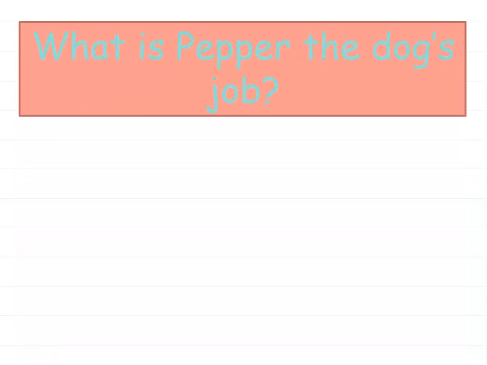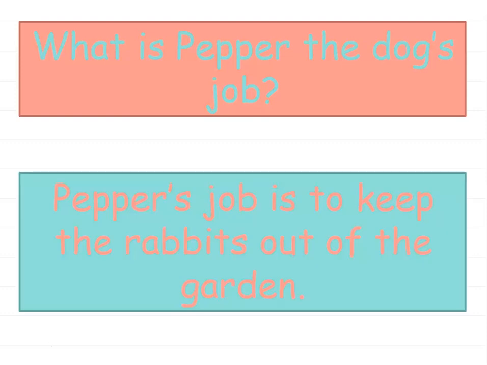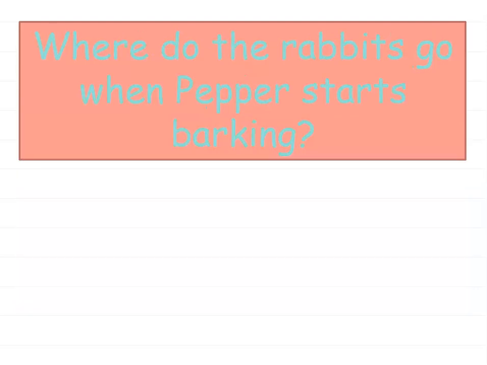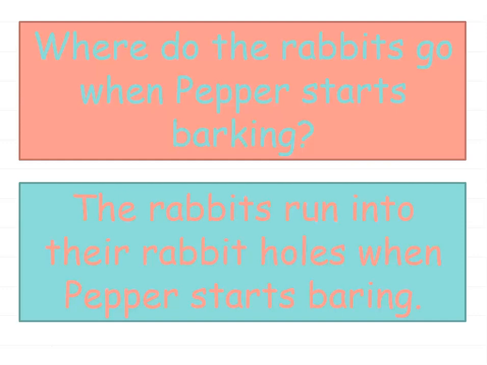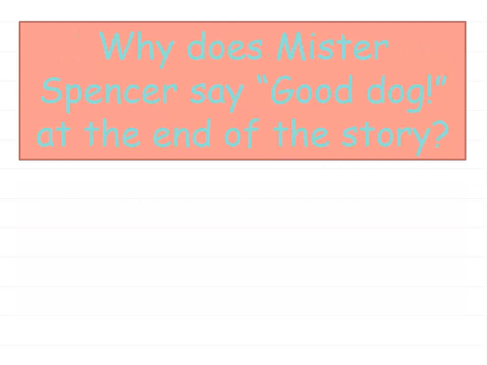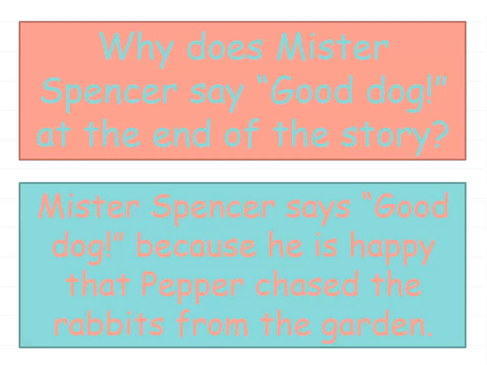What is Pepper the dog's job? Pepper's job is to keep the rabbits out of the garden. Where do the rabbits go when Pepper starts barking? The rabbits run into their rabbit holes when Pepper starts barking. Why does Mr. Spencer say, "Good dog," at the end of the story? Mr. Spencer says "good dog" because he is happy that Pepper chased the rabbits from the garden.